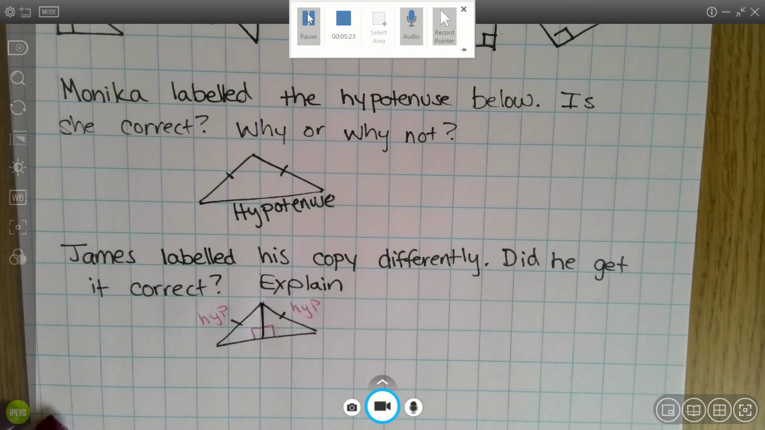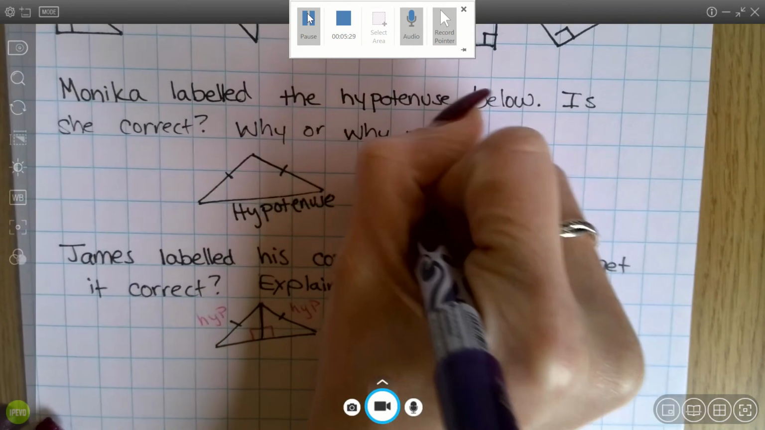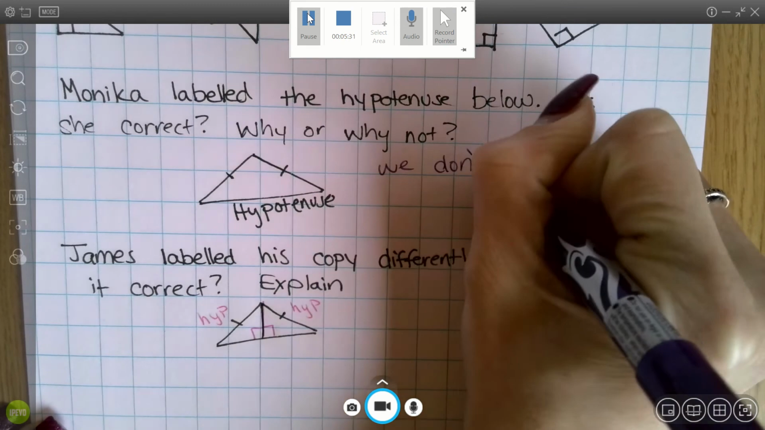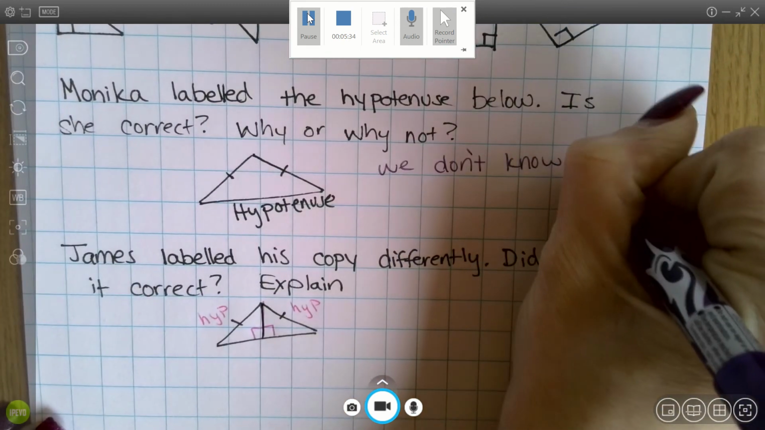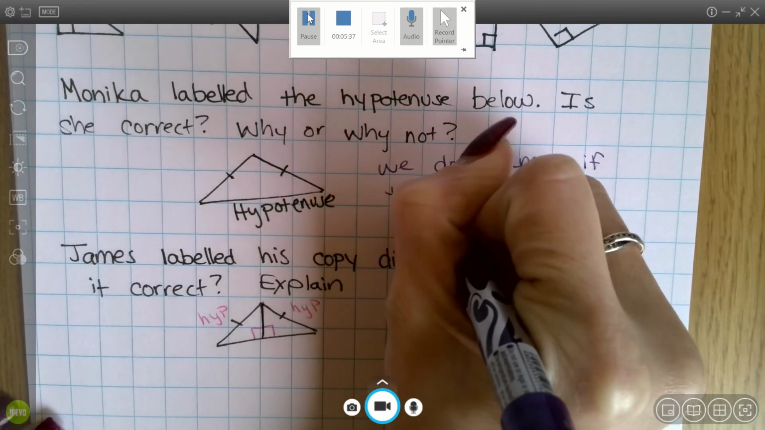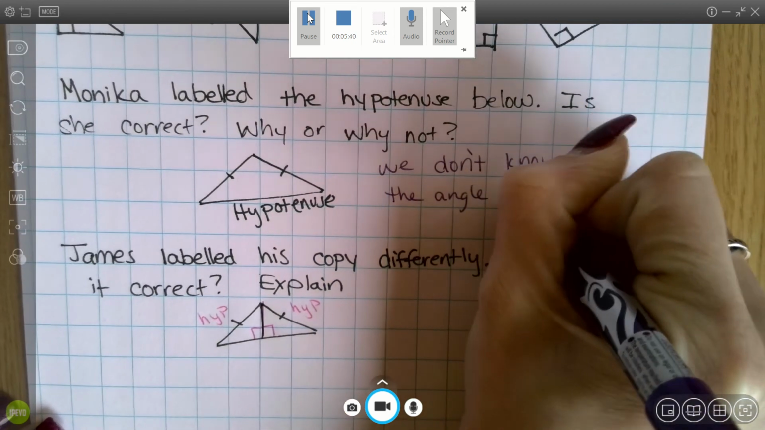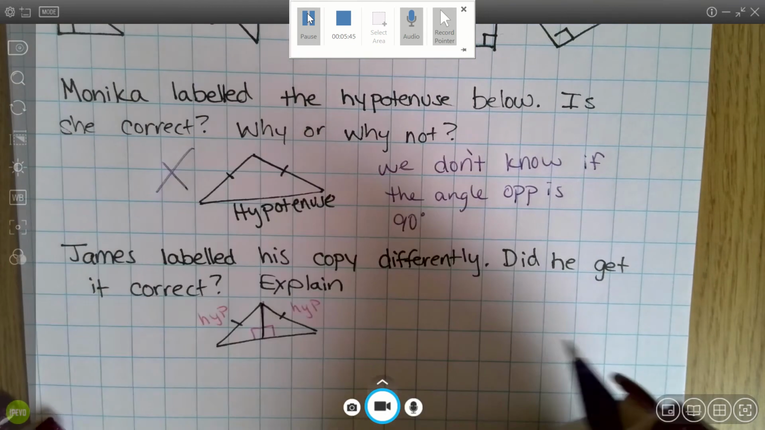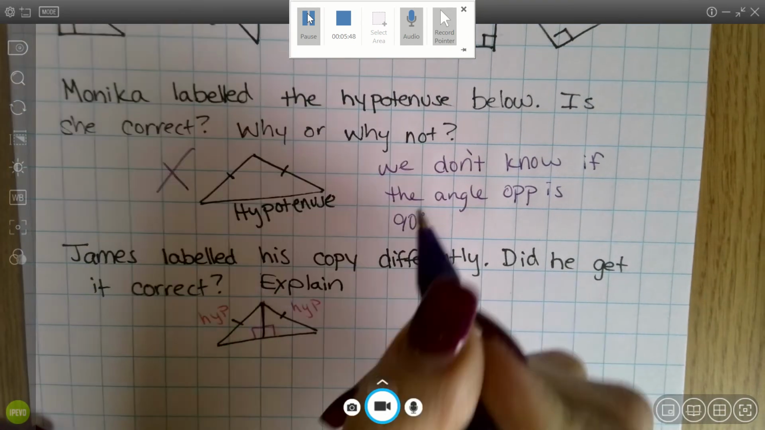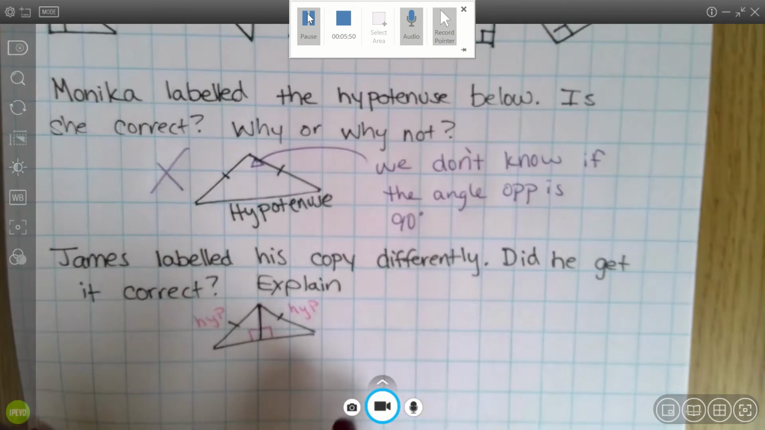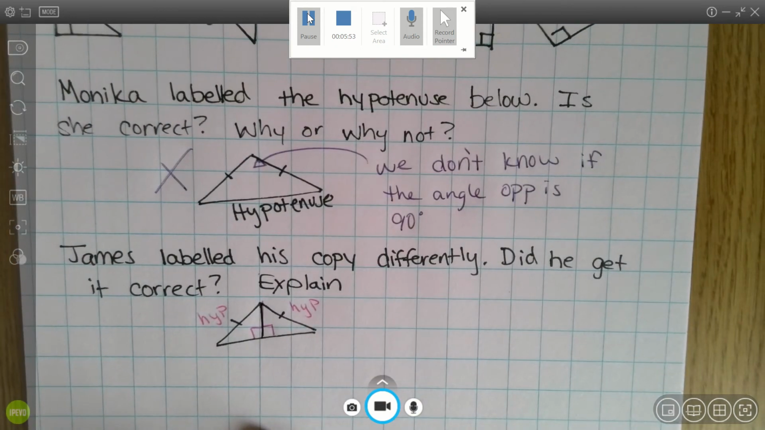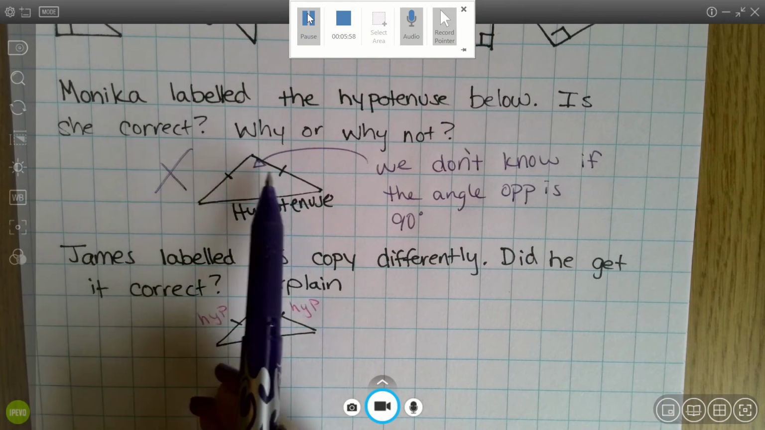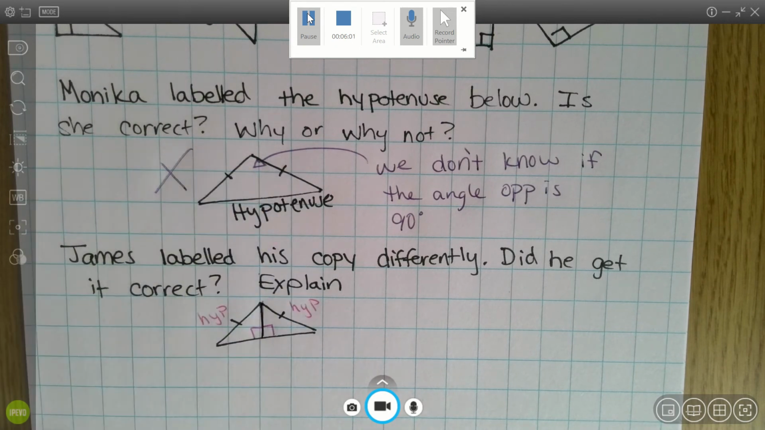Okay, so it looks like Monica's gotten it correct. However, we don't know if the angle opposite is 90 degrees. So we cannot call that the hypotenuse because nothing has told us that this angle is 90 degrees. And you can't assume. We do, however, know that it is an isosceles triangle because that's what these dashes mean, so those sides are the same length.